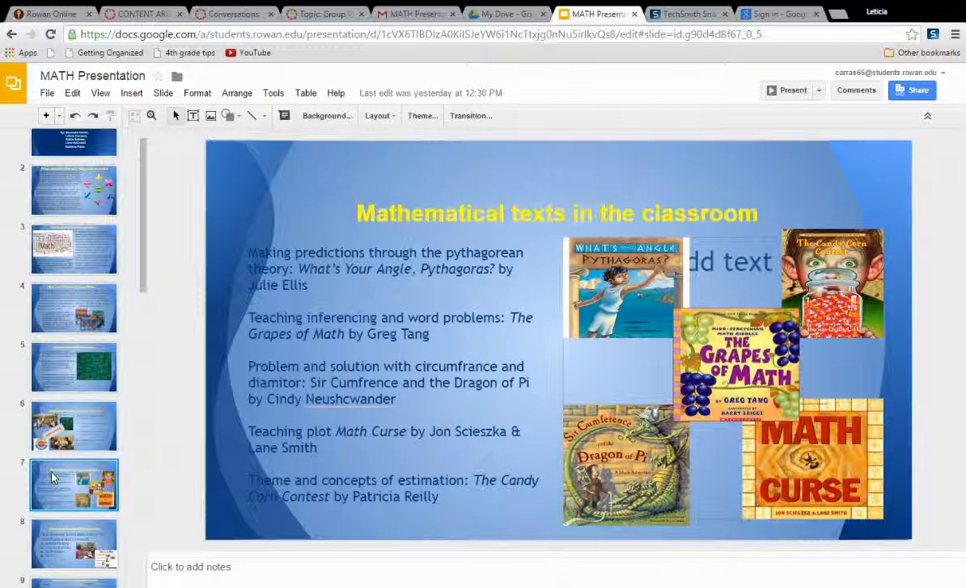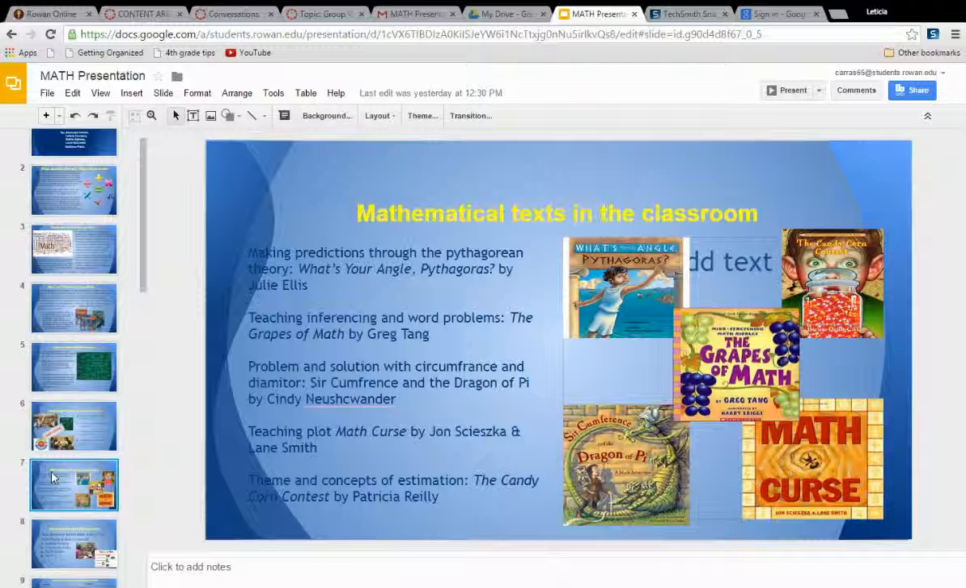The first book, What's Your Angle, Pythagoras by Julie Ellis, talks about a young boy whose curiosity always seems to get him in trouble. During a trip to Egypt, this boy's curiosity finally pays off when he discovers the secrets of the right angle. Using this picture book with rich illustrations targets the literacy skill of making predictions as students try to decipher the next event Pythagoras confronts.